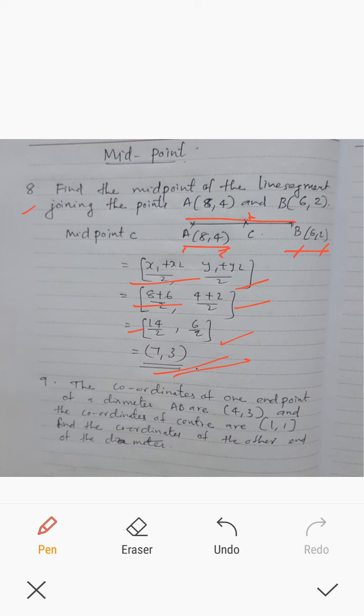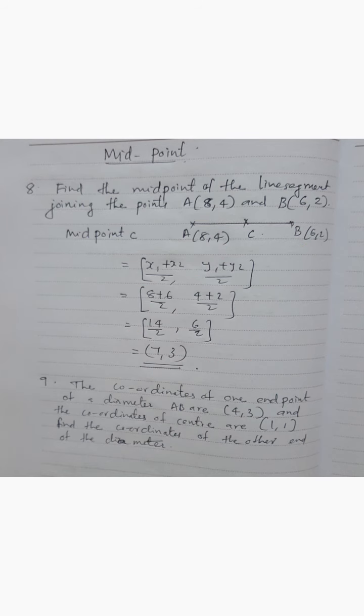Next question, you see the coordinates, question number 9. The coordinates of one endpoint of a diameter are 4, 3 and the coordinates of the center are 1, 1. Find the coordinates of the other endpoint of the diameter. Answer is in the next page.